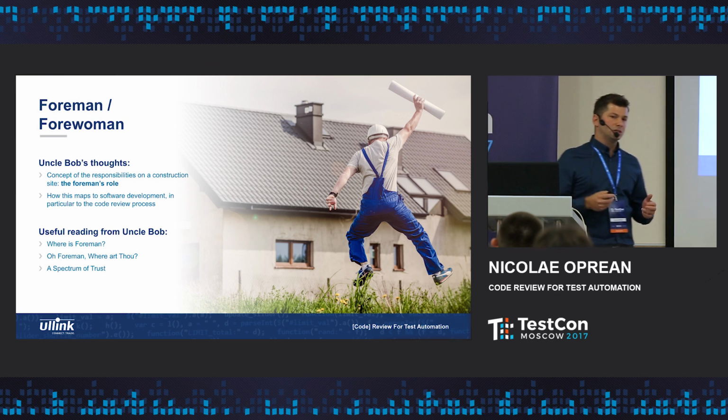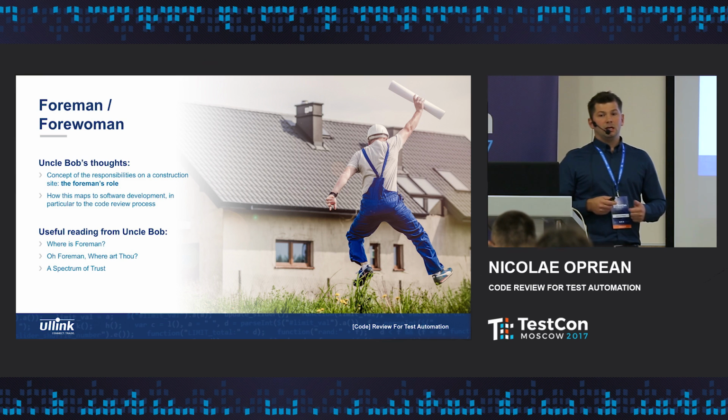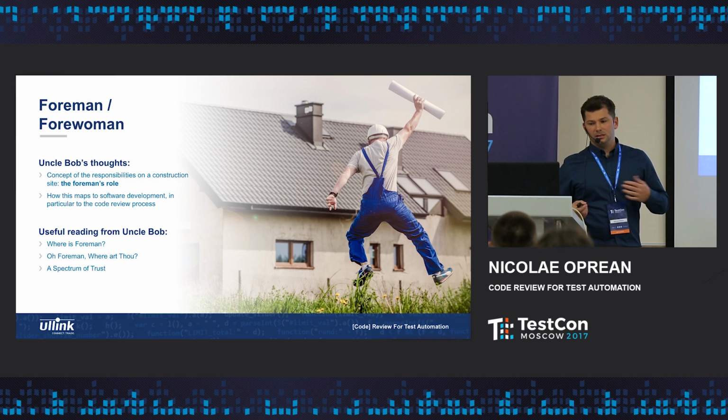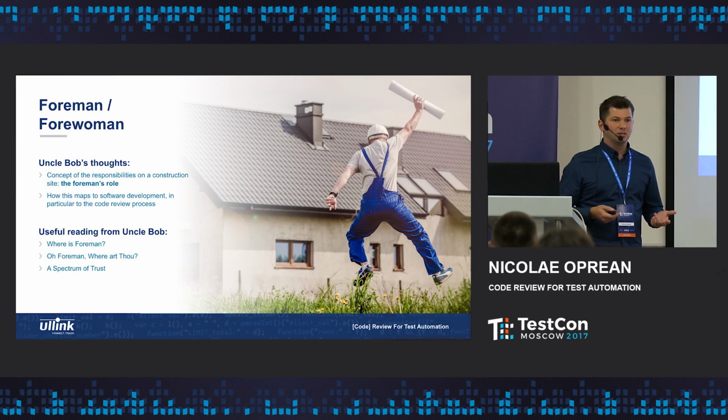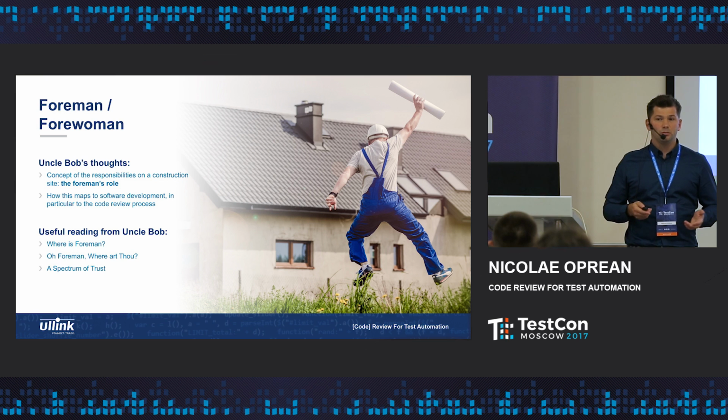So in a construction site, the foreman is the guy that goes around and makes sure that all the things are done right. He's the guy with the tape measure that measures whether the walls are properly placed, the guy who takes responsibility, who takes the final decision. So without a good foreman, a construction site would fall apart.